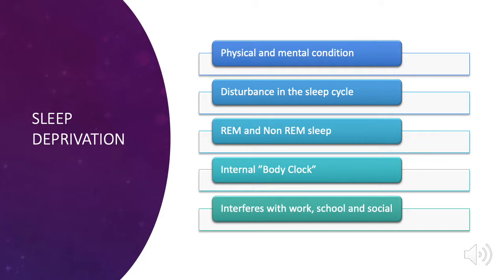Another thing that causes sleep deprivation is a disadjustment in our internal body clock, scientifically known as the circadian rhythm. This rhythm affects every cell, tissue, and organ in our body and how they work. In parts, it affects and interferes with our work, our school, and our social life. When we are sleep deprived, these factors accumulate and start affecting each other.